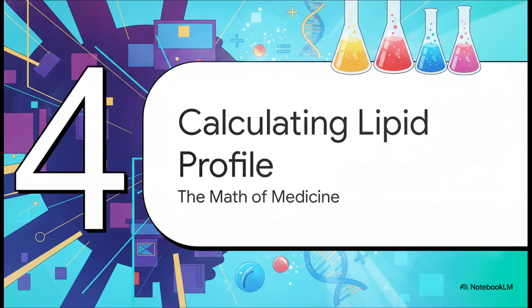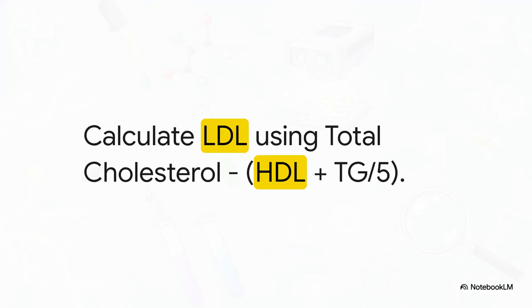Which brings us to Section 4, calculating the lipid profile, the math of medicine. Once the lab machine gives us that total cholesterol number from the color change, clinicians rely on a bit of mathematical deduction to break down your specific lipid profile. You've probably heard of bad cholesterol, right? LDL. Well, doctors often estimate your LDL indirectly using something called the Friedewald equation. They just take your total cholesterol and subtract your good HDL cholesterol, along with a fraction of your triglycerides. It's a really clever mathematical shortcut to avoid running more complicated tests.